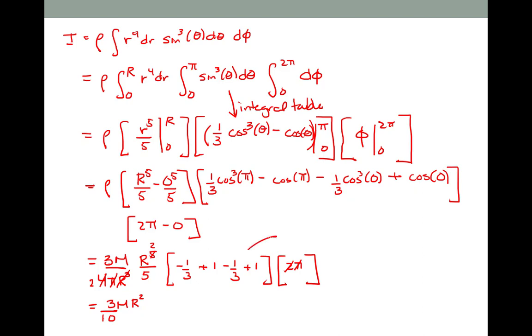And then if I look at what's in here, I have 2 minus 2/3. 2 minus 2/3 works out to be 6/3 minus 2/3, or 4/3. So I have a 4/3. The 3's cancel. This 4 cancels some of that. I have a 5 left on the bottom there and a 2, which works out to be 2/5 times the mass times the radius squared, which is the moment of inertia of a uniform solid sphere given on your equation sheet or your table of moment of inertias.